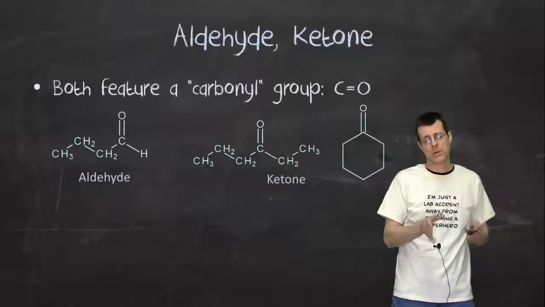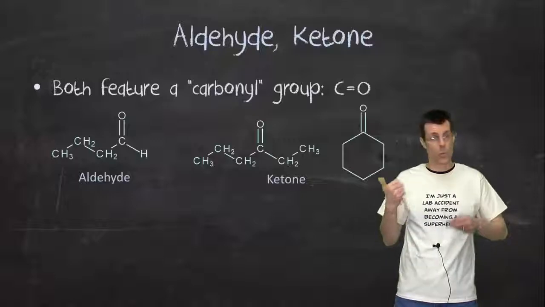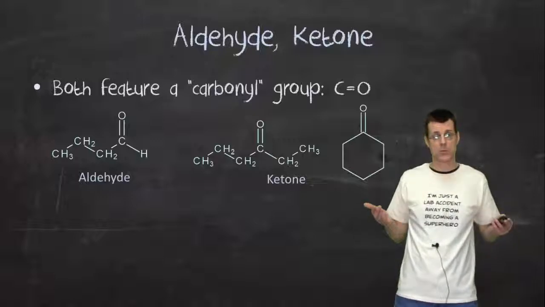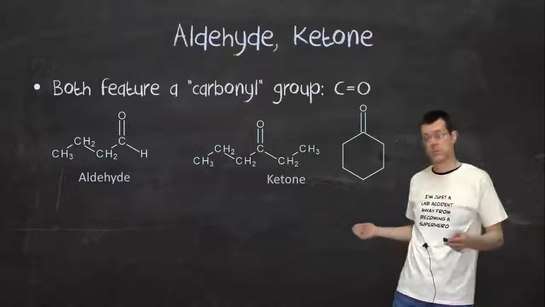So you find the carbon attached to the double bond oxygen, and you look left and right. If one side of that carbon atom is a hydrogen, it's an aldehyde. If both sides are carbons, it's a ketone.